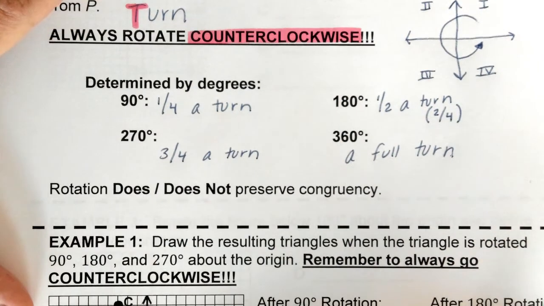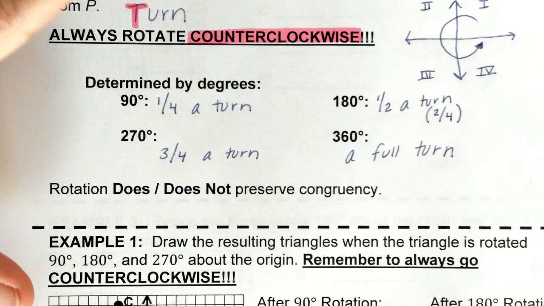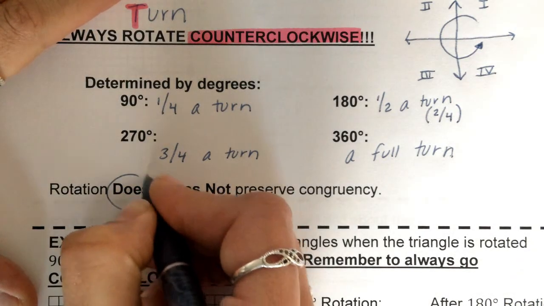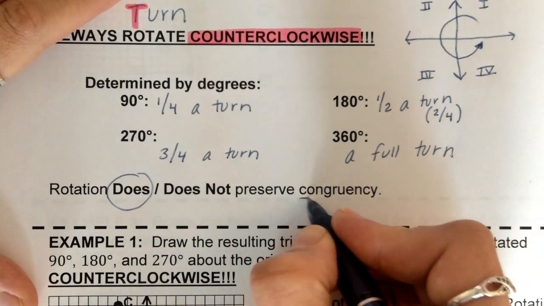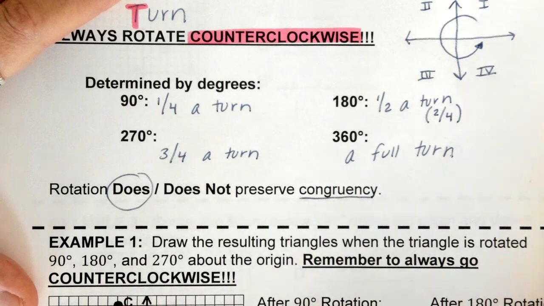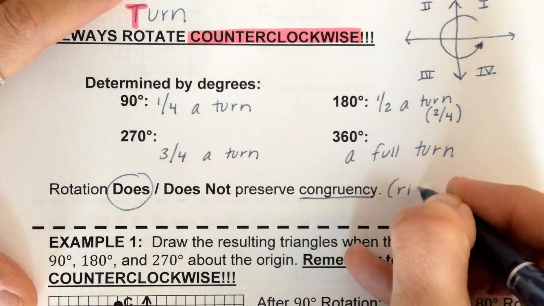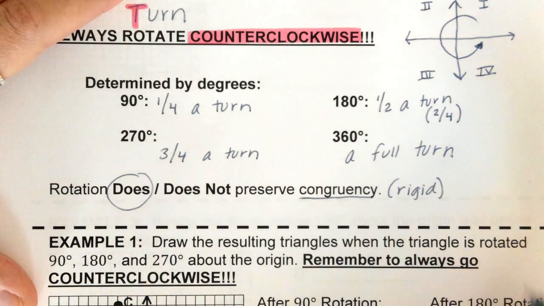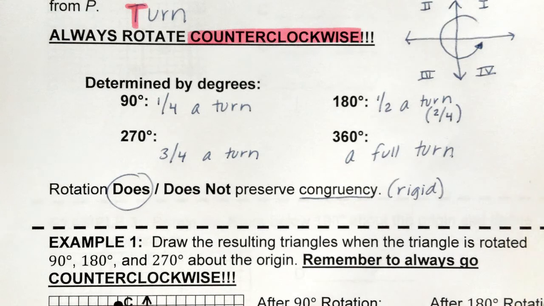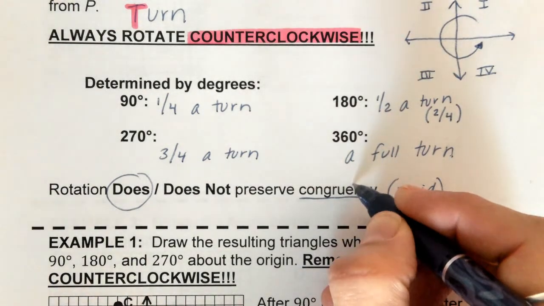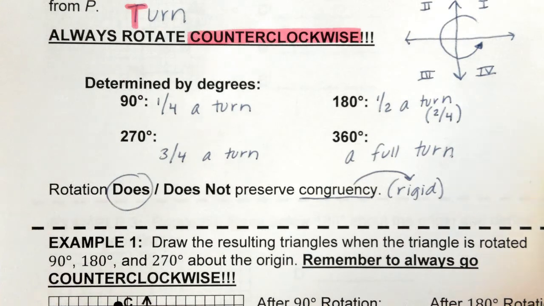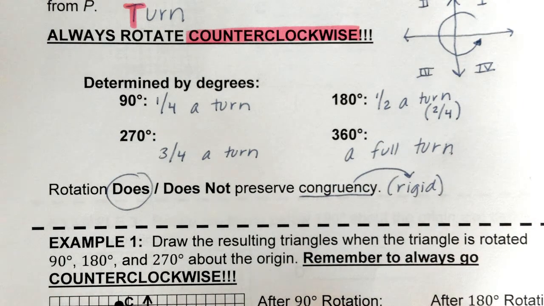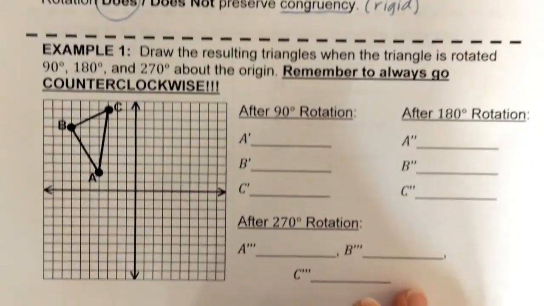Here we need to know that when we are rotating an image, it stays congruent. It's not going to change shape, it's not going to change sizes, so this means it does preserve congruency. What you need to remember, this preserving congruency, this means this is a rigid motion. We learned rigid means it's going to remain congruent. It's going to maintain this congruency. Okay, so we need to make sure another vocabulary term, rigid, goes with congruency. So we'll go ahead and start looking at our first rotation.